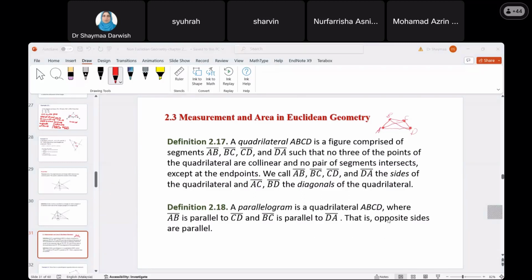A quadrilateral is called a parallelogram if AB is parallel to CD and BC is parallel to AD, which means that each two opposite sides are parallel. Then this shape is called a parallelogram. Now we have some theorems for these parallelograms.